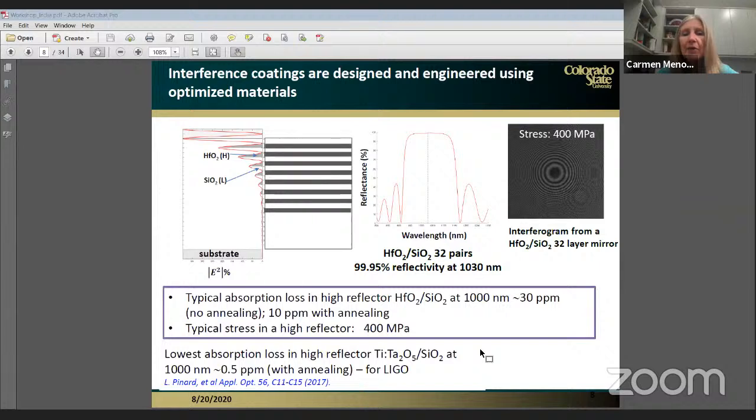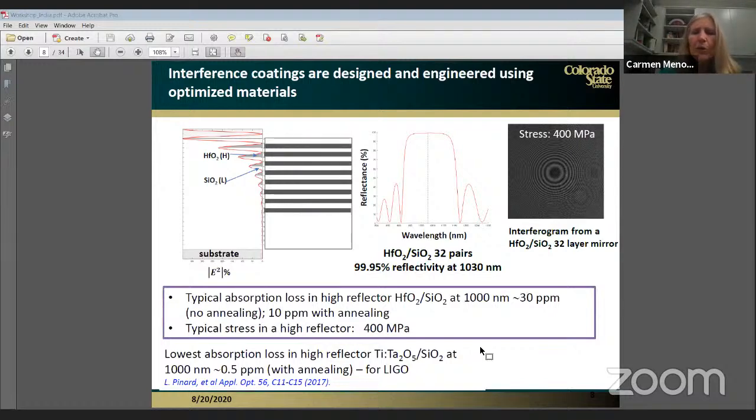So then we have to design the coating. What we do is, for every material that we grow, we do ellipsometry and we measure the refractive index as a function of wavelength and the extinction coefficient. Generally, at 1 micron, all of these materials have an extinction coefficient of about 0.